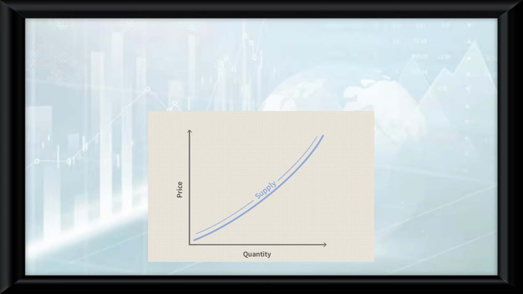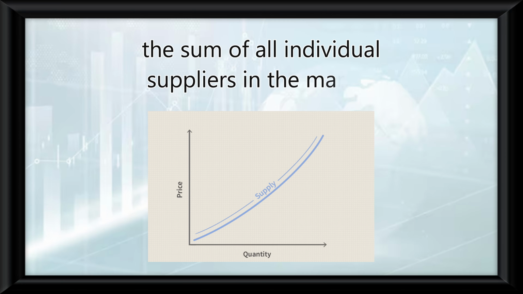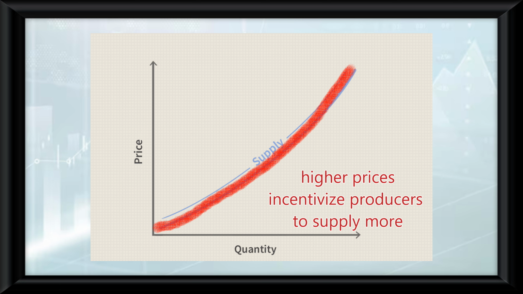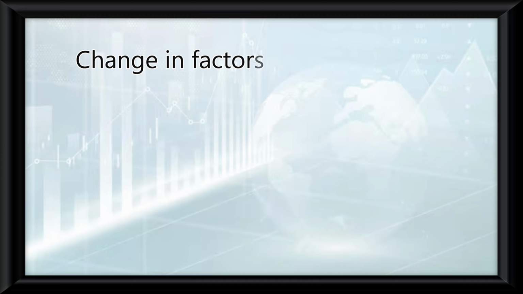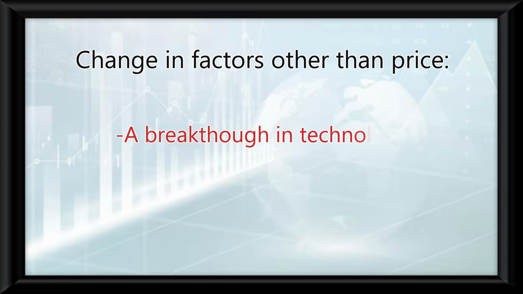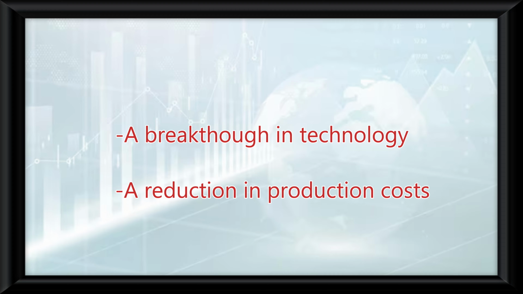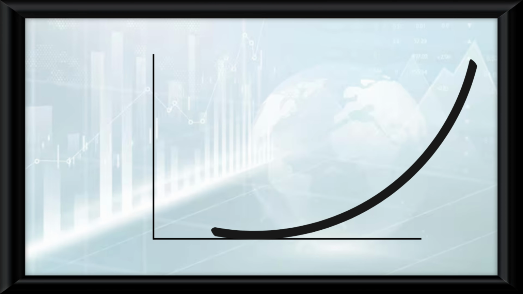The market supply curve is simply the sum of all individual suppliers in the market. This curve is upward sloping because, as we mentioned, higher prices incentivize producers to supply more. But what happens if there's a change in factors other than price, like a breakthrough in technology or reduction in the production costs? These changes don't just affect the quantity supplied, they actually shift the entire supply curve.